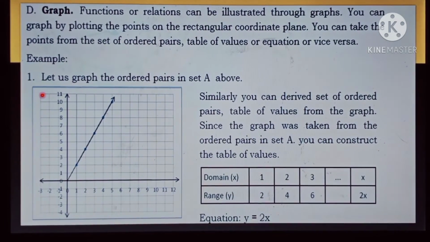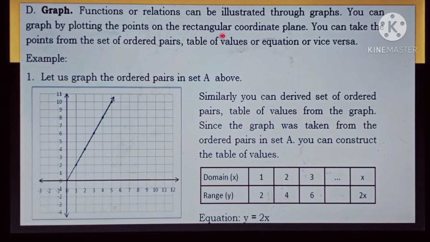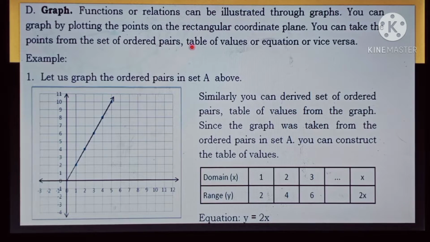So let's have the fourth way. So that is the graph. So functions or relations can be illustrated through graphs. You can graph by plotting the points on the rectangular coordinate plane. You can take the points from the set of ordered pairs, table of values, or equation, or vice versa. Okay. So our example will be the graph.